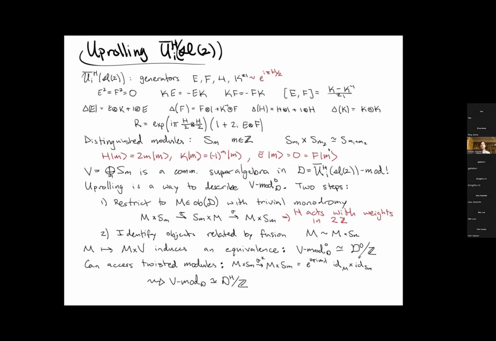In addition, the uprolling procedure tells us that we should identify modules that differ by fusion with the generators S_m. If I have some object M that has a trivial double braiding with the S's, then I can look at a new module, M tensor S, and this is going to be a V module inside the category D. Indeed, it induces an equivalence between modules for V inside of D and a de-equivariantization of D. The notation is that this category at the top, D superscript 0, denotes those modules that have trivial monodromy. That's this restriction here. The quotient by Z is this second part, where we identify modules related by fusion, and is often called a de-equivariantization of the action of S_m's.